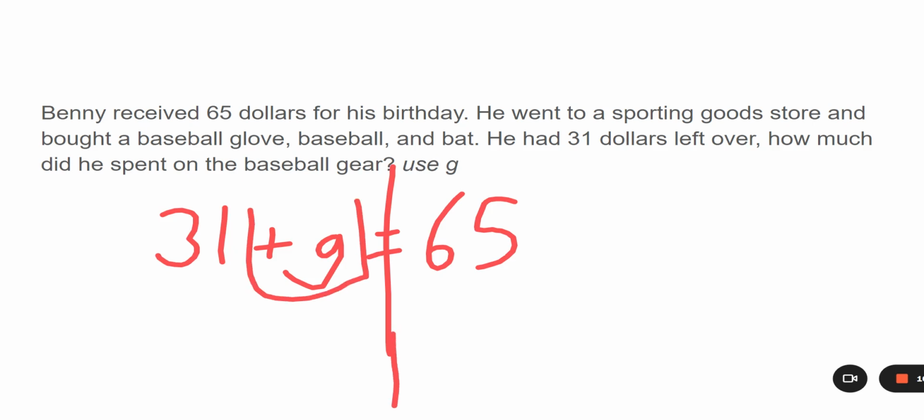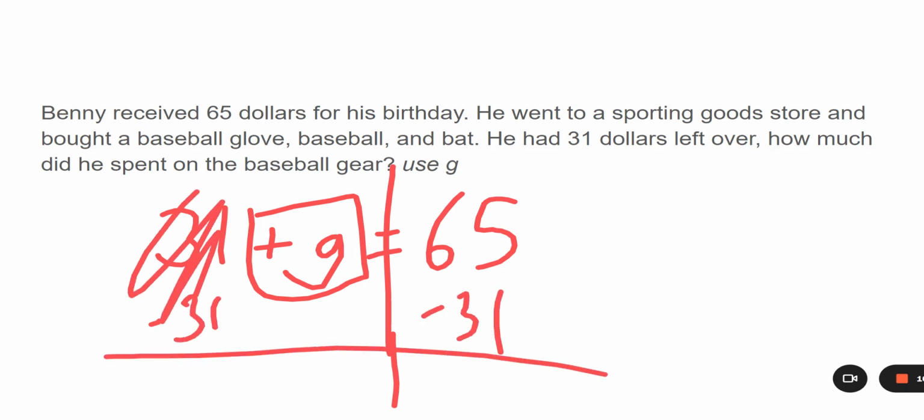But I'll box up my variable, and remember, I'm boxing up the operation as well. I have a positive 31 left, so I'm going to do minus 31 on both sides. This is going to cancel out. 65 minus 31 gives me 34. So now I have G equals 34. So how much did he spend? He spent $34 on a baseball glove, a baseball, and a bat.